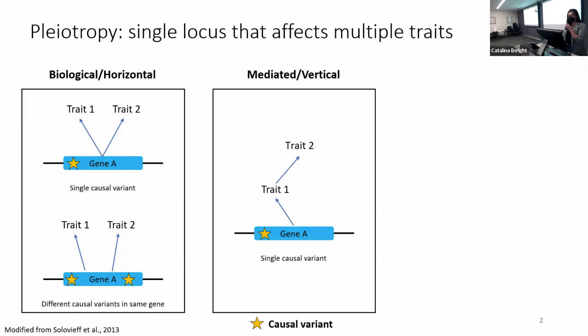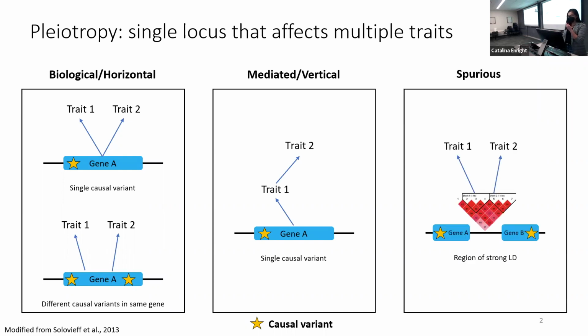There's also mediated or vertical pleiotropy, where that single causal variant impacts one trait, which then subsequently impacts another. And then probably most commonly is spurious pleiotropy, where you have a region of really strong LD, making it hard to ascertain which causal variant is impacting your two traits of interest.